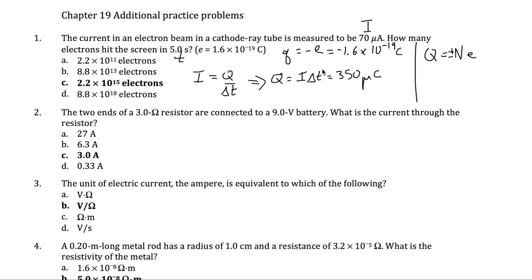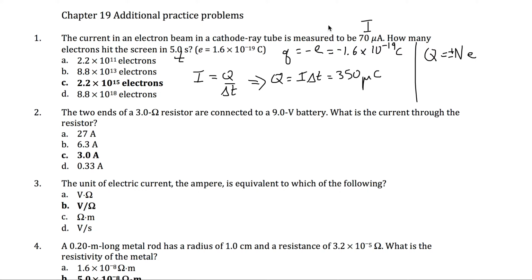Now, this is because when we defined current, we said it was the flow of positive charges. So that's why this charge is positive. But really, since this is talking about the number of electrons that are hitting the screen, then this charge is really negative if we're talking about electrons.